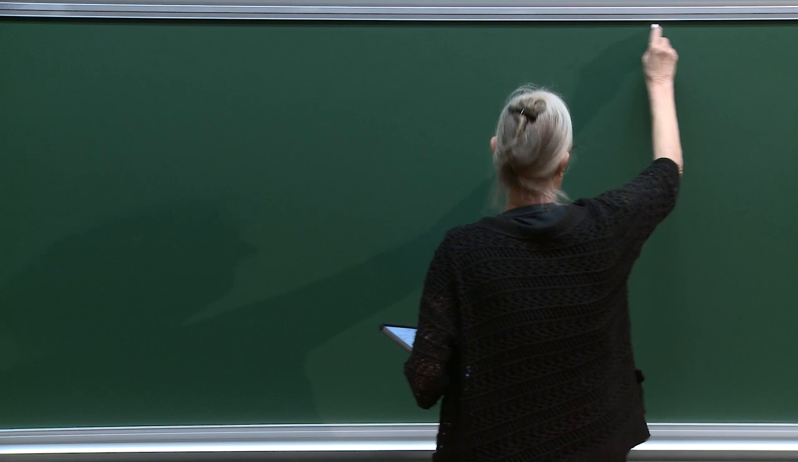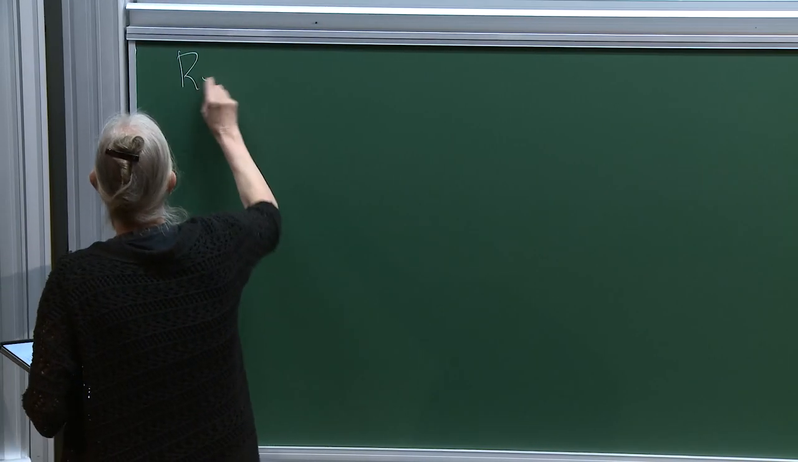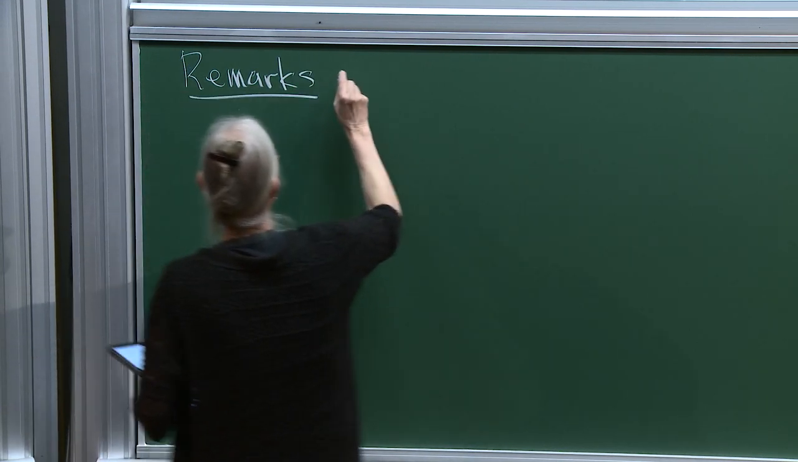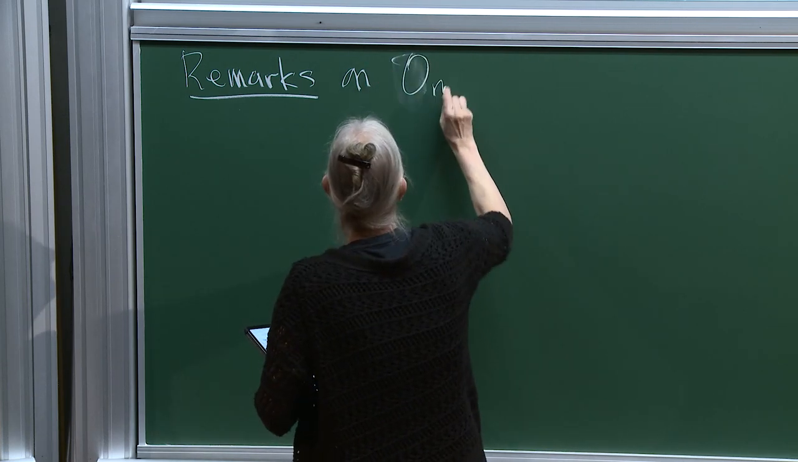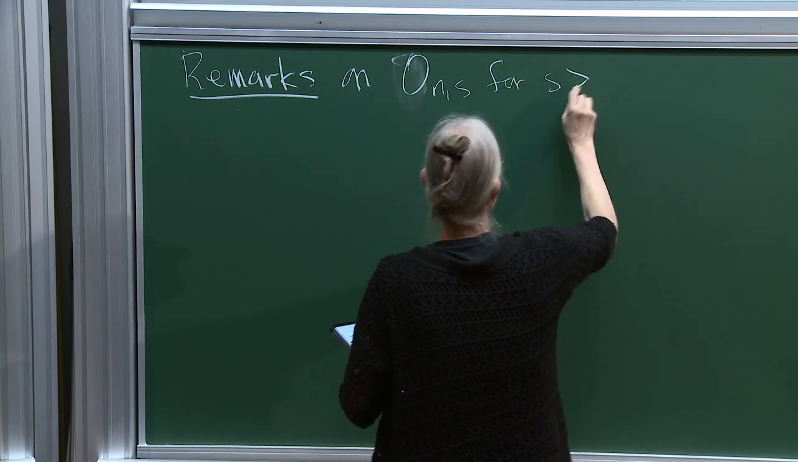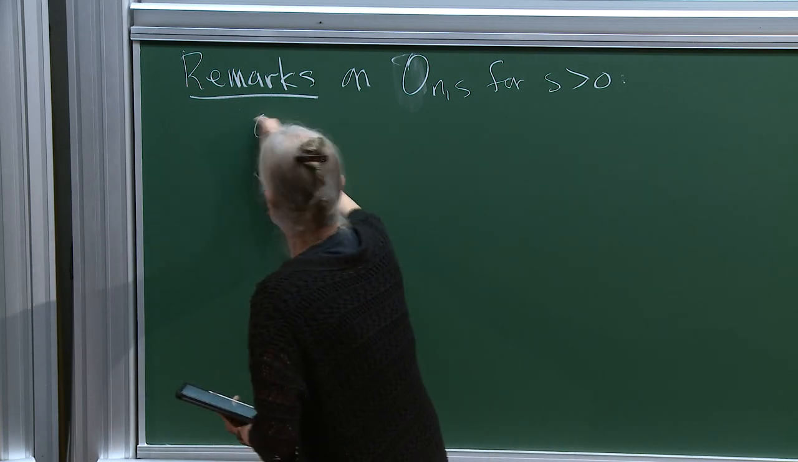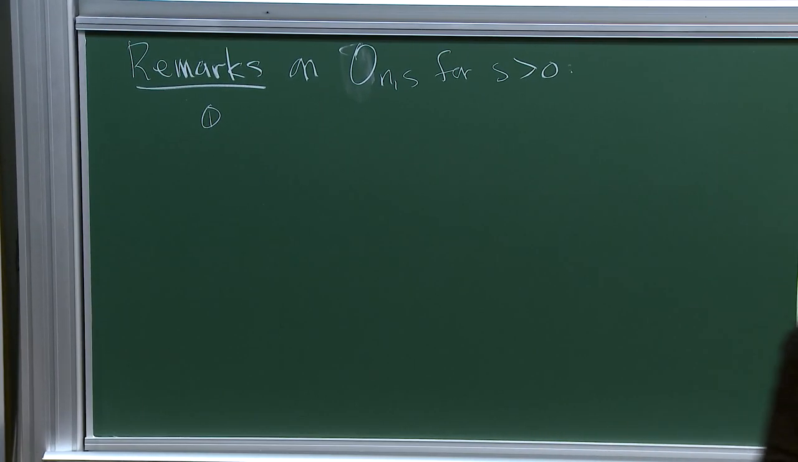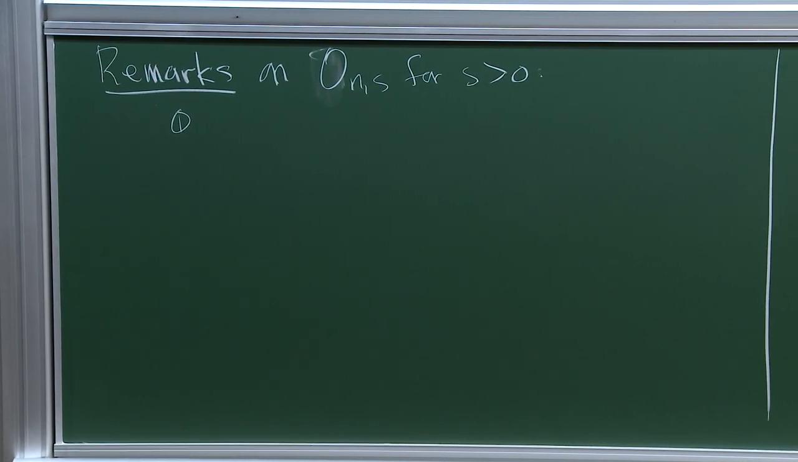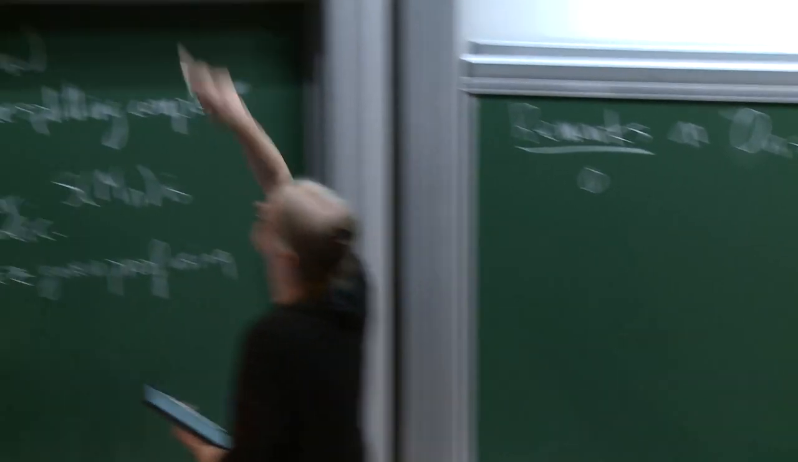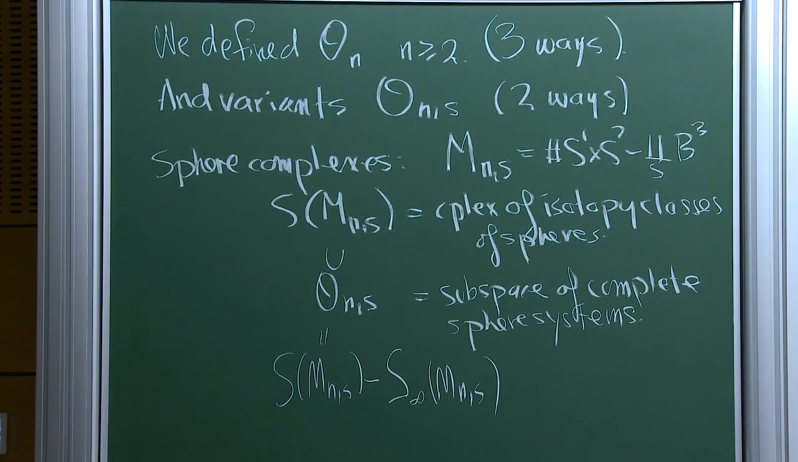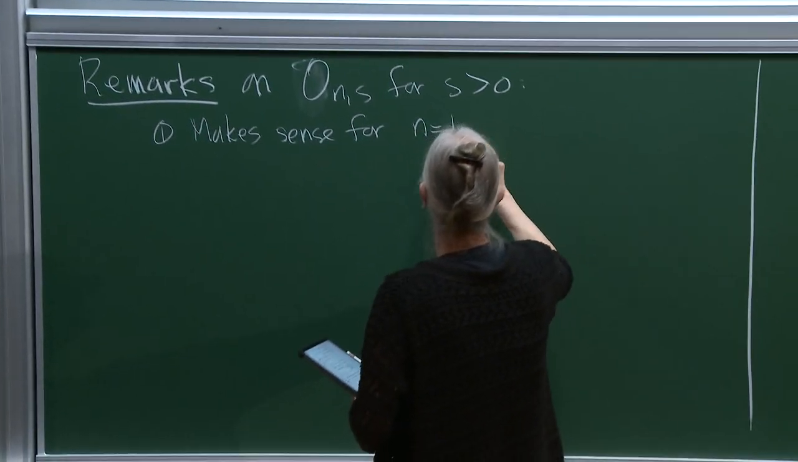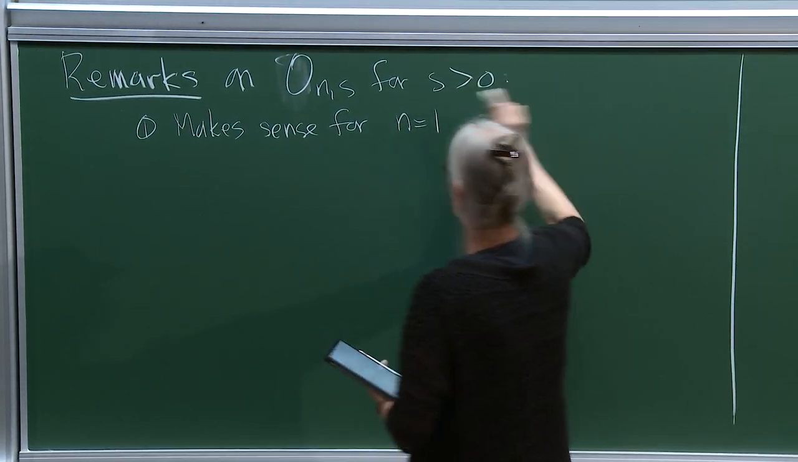I also wanted to make some remarks about O_{n,s}, where s is bigger than 0. First of all, when I defined outer space in rank n, I only talked about n at least two. I did write it up there. But for n equals 1, it already makes sense as long as s is positive.